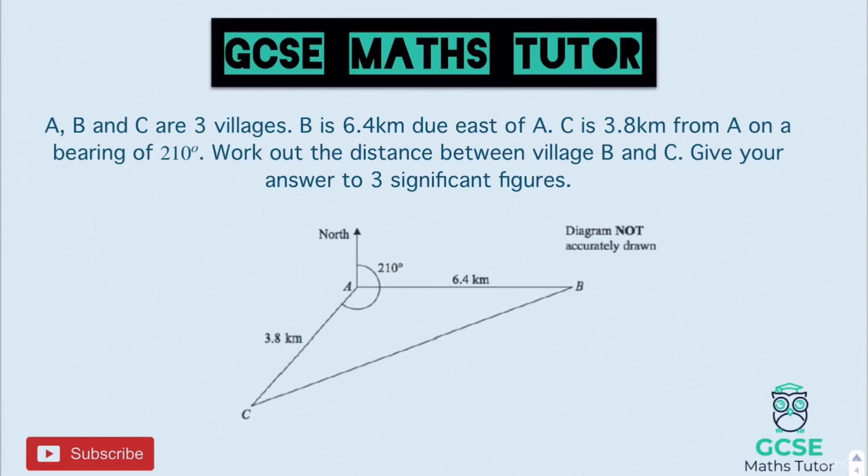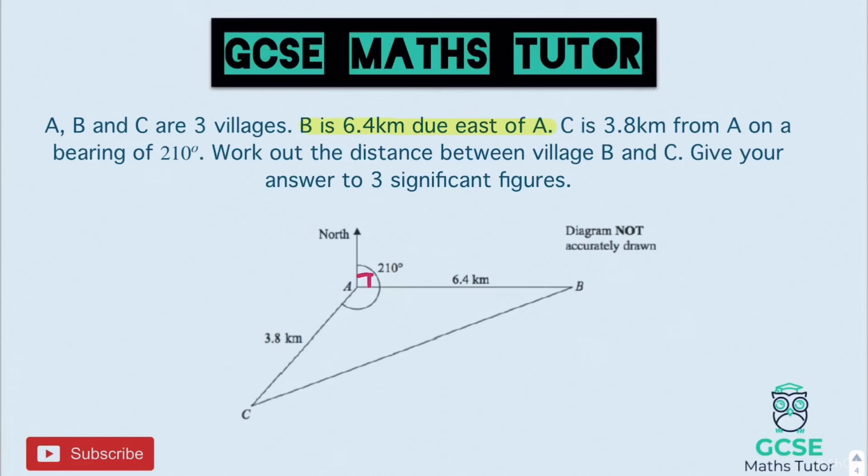Okay, so we've got a very similar question here, a little bit more words in the top that you need to read, and a little bit of a different diagram, but it's a very, very similar concept here in terms of what you're trying to find. Just bear in mind that it says A, B and C are 3 villages, and B is 6.4 kilometres due east of A. So just as a little hint for you, due east just means that at that angle there is going to be a right angle of 90 degrees. Okay, so pause the video there, have a go, and we'll go over the answer in a sec.